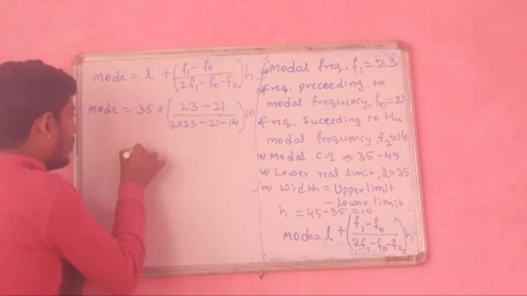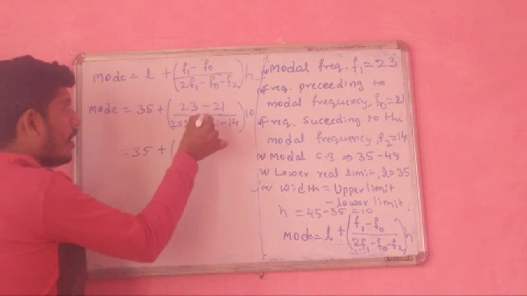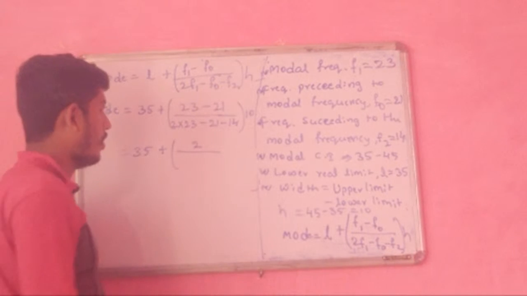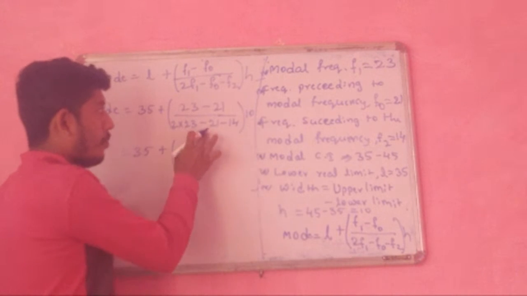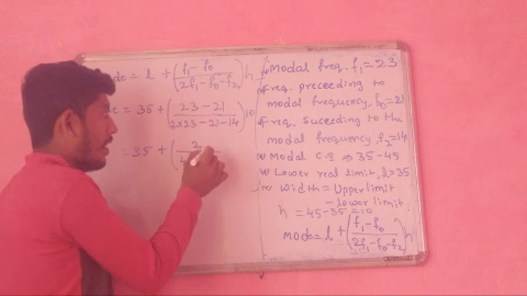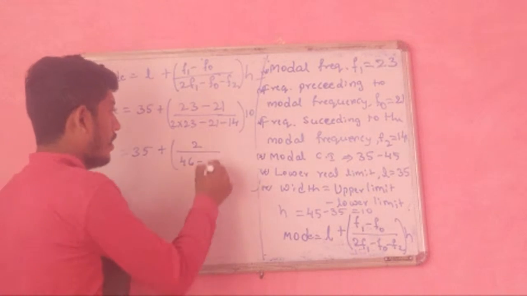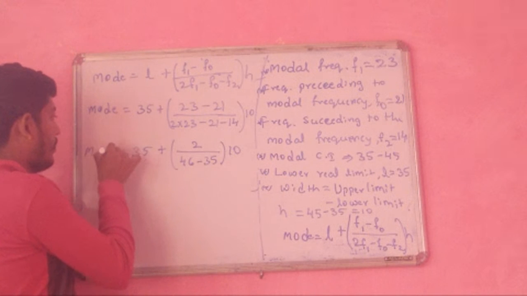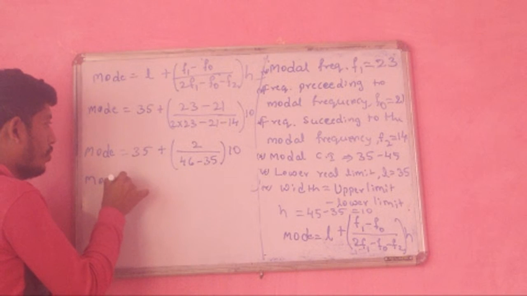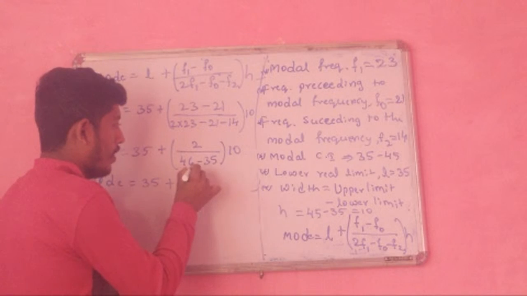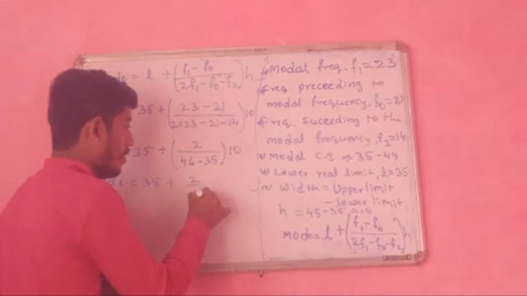Okay, so I will keep that 35 as it is, plus 23 minus 21, it gives 2 as the answer, divided by 23 2s are 46 minus, both are having the same sign, that's why we add the terms, minus 21 plus 14, 35, into the value of h, which is 10. That is the mode. Therefore, mode equals 35, and we keep this L value separately. After all the calculation, we have to add it. 2 divided by 46 minus 35 gives 11, into 10.